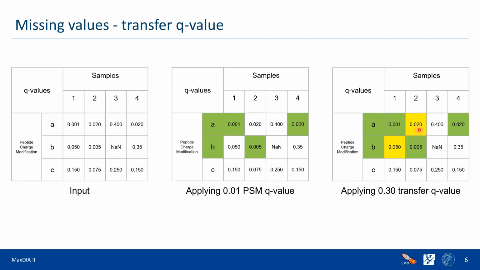As you see, peptide A in sample 2 was not passing the actual Q-value, because it was 2% and the actual Q-value cutoff was 1%. But using the transfer Q-value, we're actually getting it. The same applies to peptide B from sample 1. By that, we're doing something similar to match between runs, but in the DIA world. And that's actually a very important concept. This is a small brother from the DDA world.